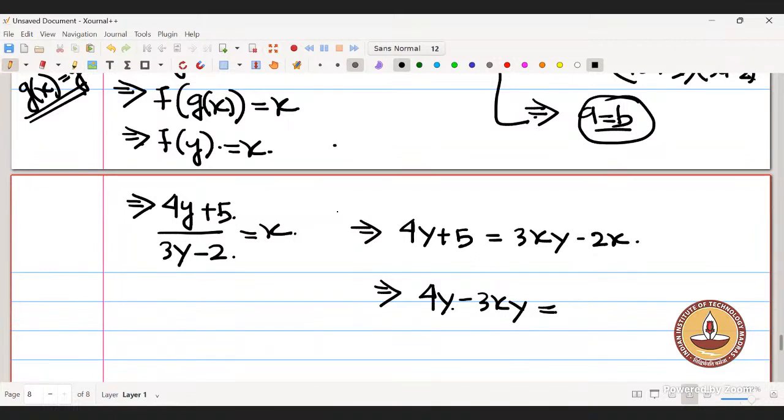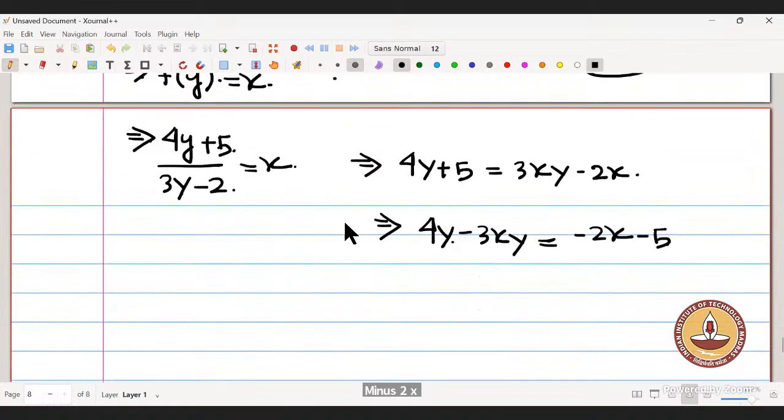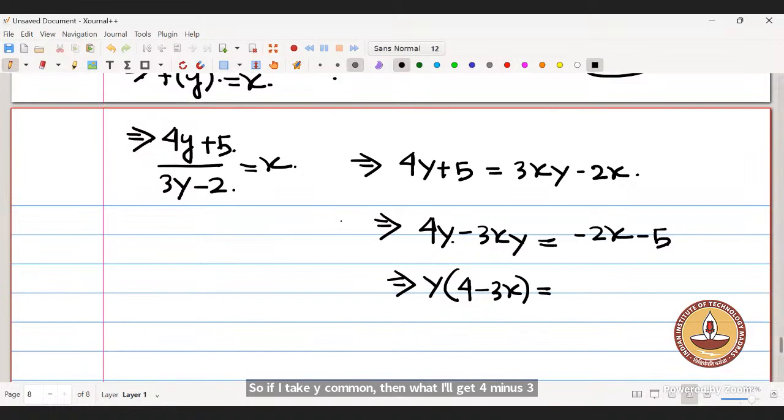What you will get on the right? Minus 2x minus minus 5, right? So if I take y common, then what I'll get? 4 minus 3x, minus 2x minus 5, right?